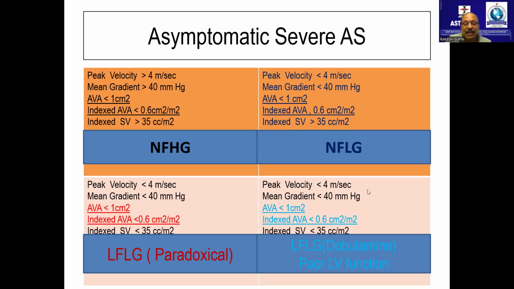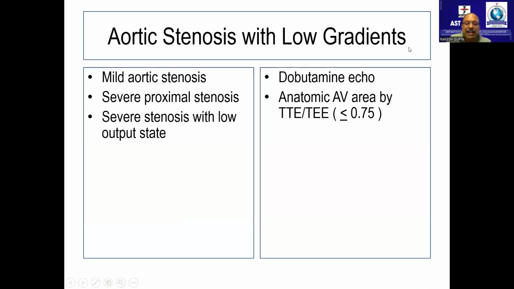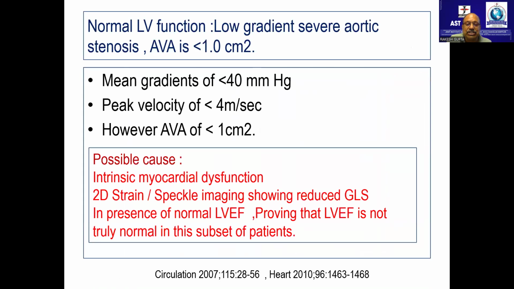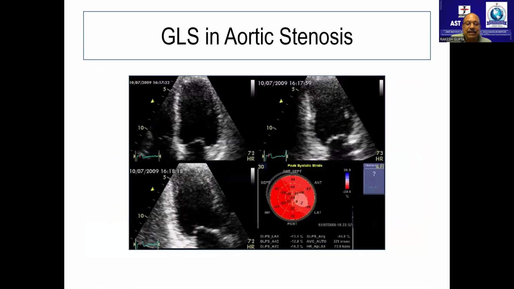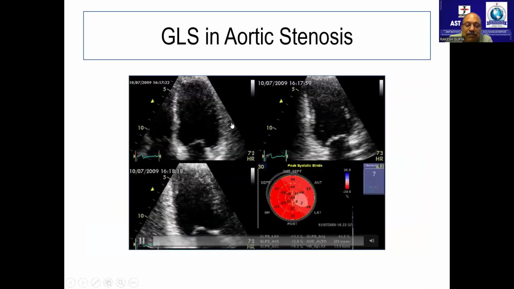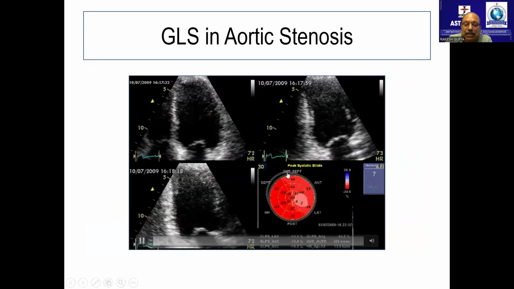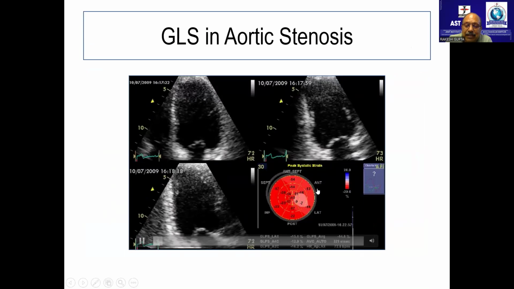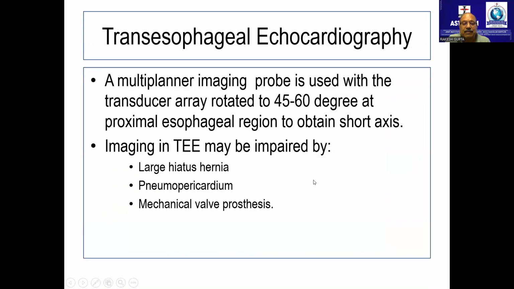And how do we look at this low flow, low gradient? I didn't want to go further. Let me go further now. So there are two ways: looking at a calcium scoring and looking at the GLS. So we start looking for global longitudinal strain. Normal is -20. So this low flow, low gradient severe aortic stenosis tells you a subclinical LV dysfunction. So my GLS would be low.